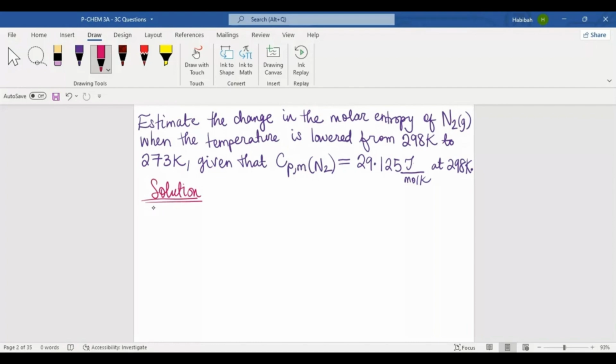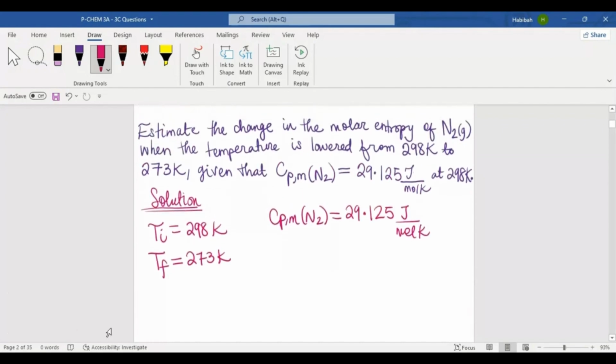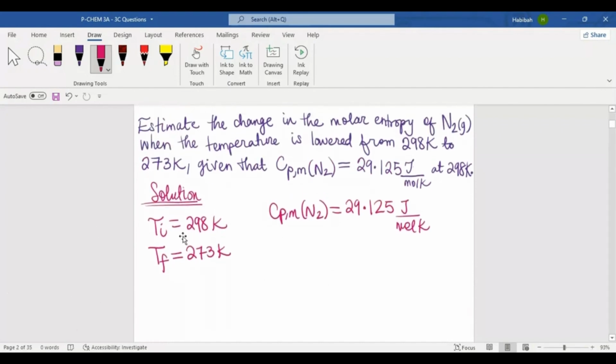So the first thing you have to do when you have a question like this is to write out the parameters. We're told that the temperature is lowered from, so we have the T initial to be 298 kelvins, okay? We have the T final to be equal to 273 kelvins. So given that the molar heat capacity at constant pressure of nitrogen gas, that is Cp,m of N2 gas, is 29.125 joule per mole Kelvin. So we're told to estimate the change. So the first thing you have to note is that you've been given all of the parameters.